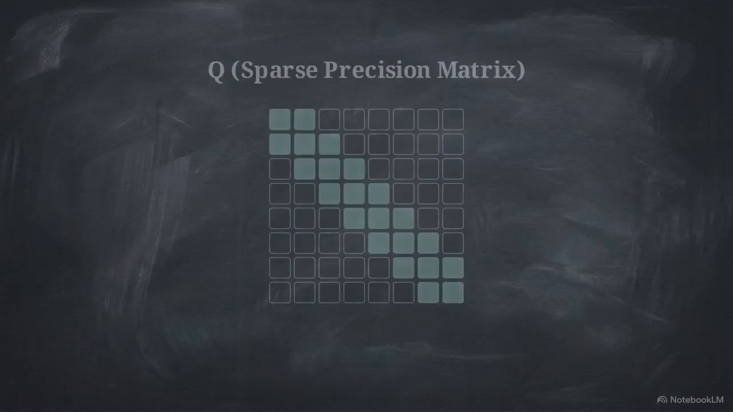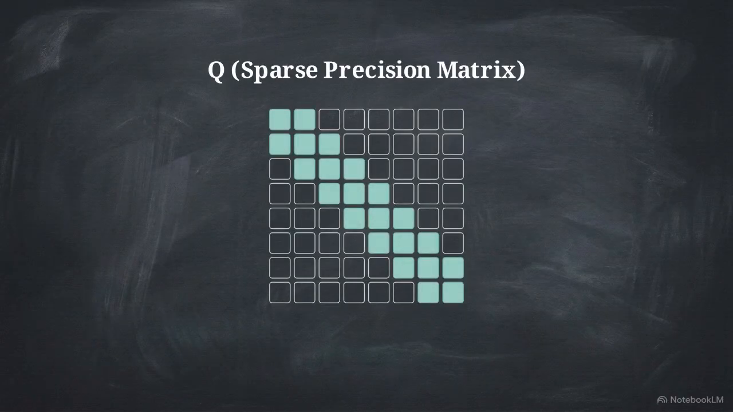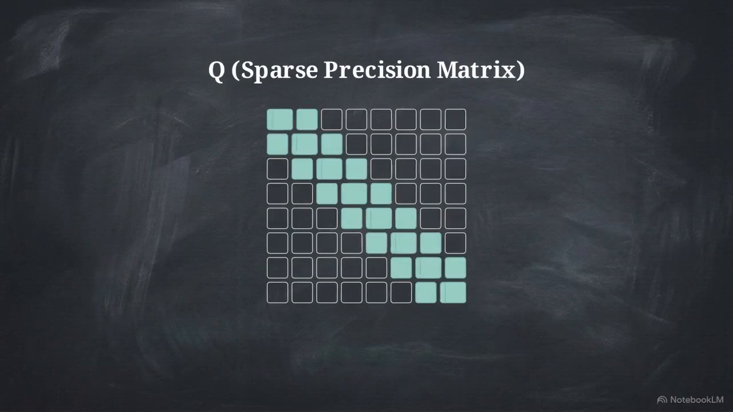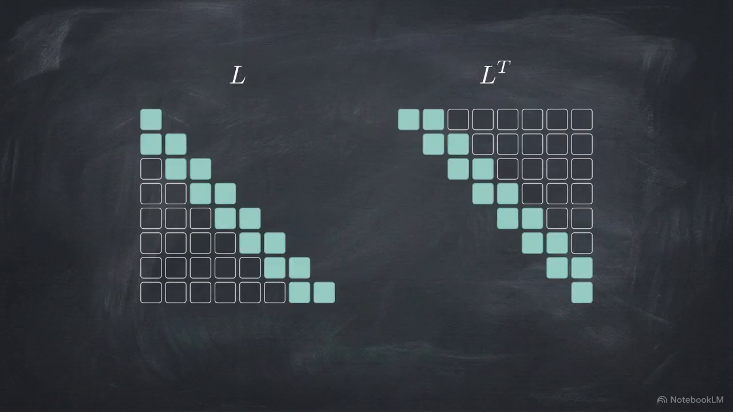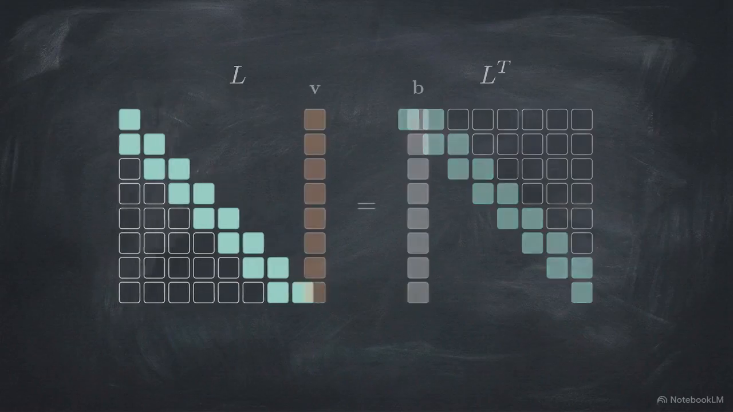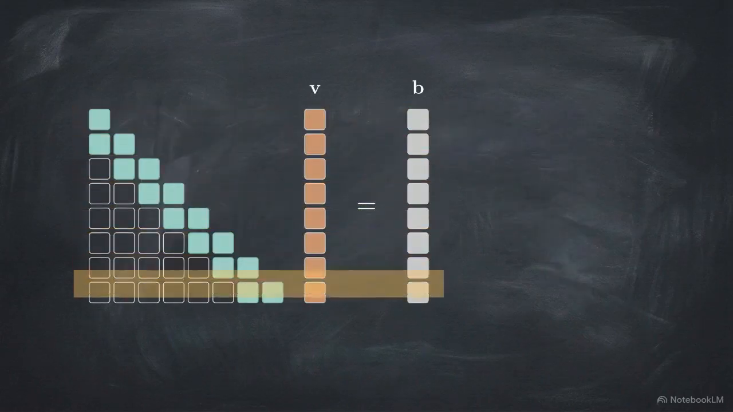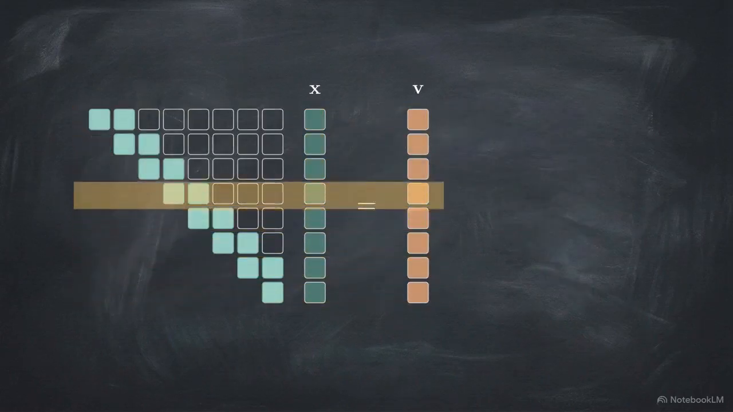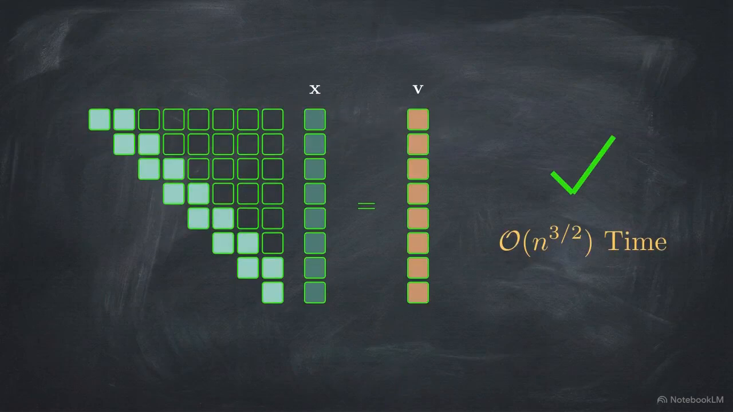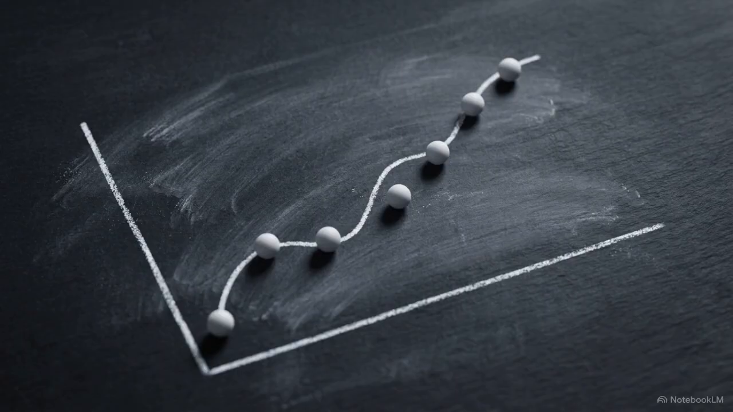Because our precision matrix is sparse, we can bypass MCMC entirely using exact numerical algorithms, specifically the Cholesky factorization, which splits the Q matrix into a lower triangular matrix L and its transpose. By solving LV equals B through forward and backward substitution, we calculate exact marginal variances in O of n to the 3/2 time. The linear algebra allows us to skip Monte Carlo approximations altogether, yielding immediate, deterministic answers.